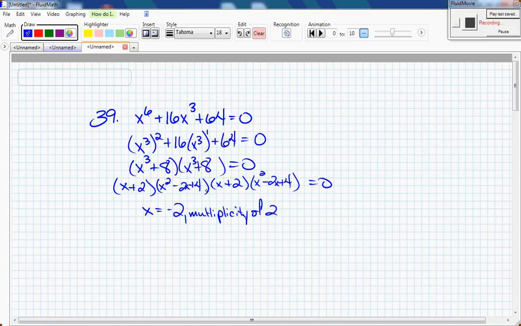Okay, and here we're going to have to plug this into the quadratic formula because it can't be factored. So we have x equals negative b, which is 2, plus or minus the square root of b squared, which is 4, minus 4ac, which would be 16. So in this case, b squared minus 4ac should be negative 12. All over 2a, which is going to be 2. So x is equal to 2 plus or minus 2i radical 3 over 2. So x equals 1 plus or minus i radical 3.